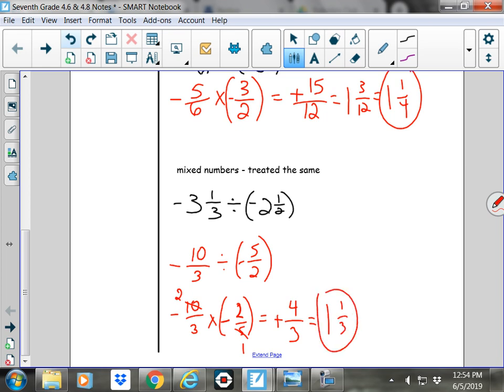Okay? So this chapter, all the chapter, with the adding, subtracting, multiplying, and dividing fractions is all just combining what you learned with negatives and whole numbers, in chapter 1 of 7th grade, and what you learned with fractions before.